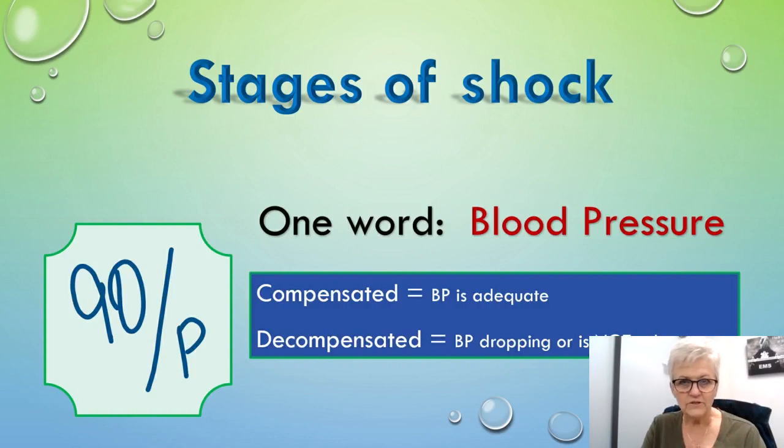So look at your blood pressure. If your blood pressure is maintaining and it's above 90, we've got a little bit of time. If that blood pressure is on the decline, or if it's below 90, your patient is in decompensated shock and they are in serious trouble.